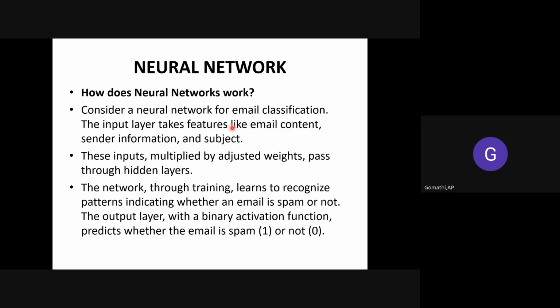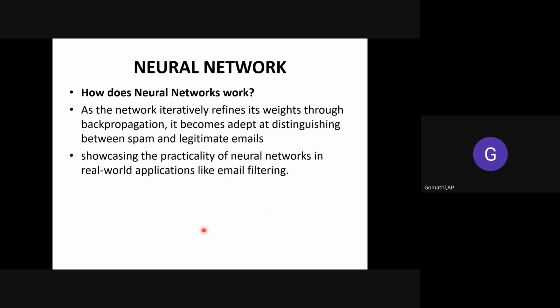So in total, the number of nodes used is 3. These inputs, multiplied by adjusted weights, pass through hidden layers. Through training, the network learns to recognize patterns indicating whether an email is spam or not. The output layer with a binary activation function predicts whether the email is spam. If the output value is 1, the email is spam. Otherwise, it is not spam.